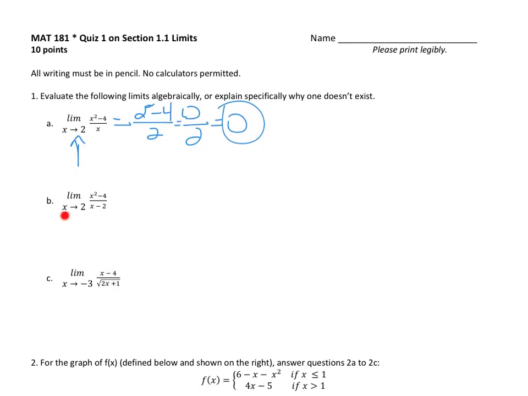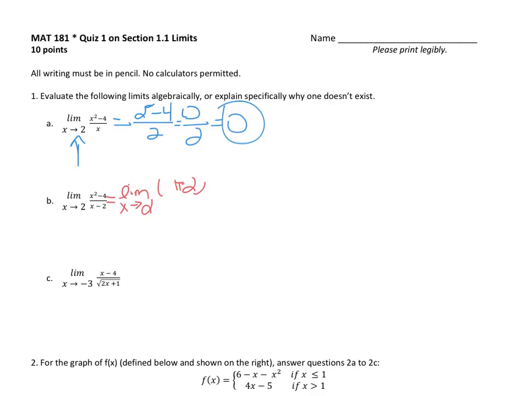For the next one, when we go to substitute our 2 in, we get 2 minus 2, which is 0 in the denominator, and that's undefined. So we can't substitute. The next thing to try is factoring, and yes, that numerator factors. So let's go ahead and factor that. Don't forget your notation, the limit as x goes to 2, because we haven't taken the limit yet. The numerator is x plus 2.